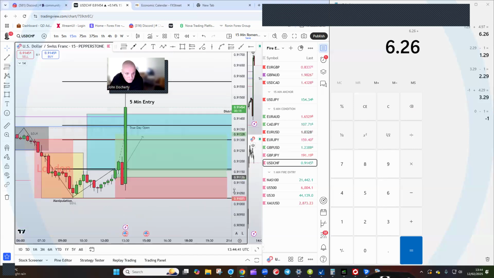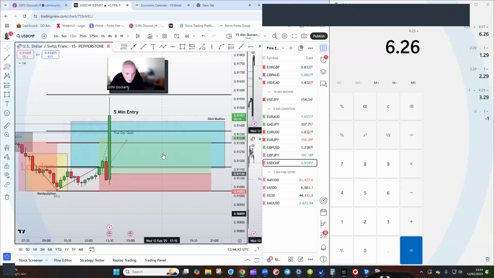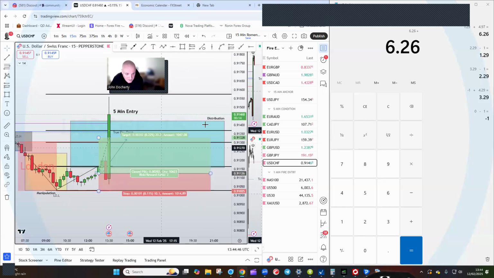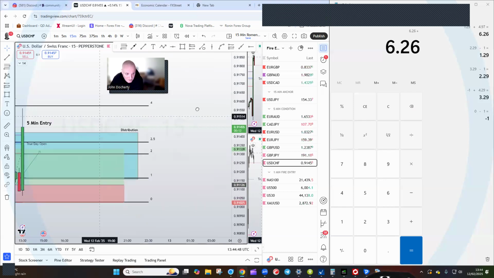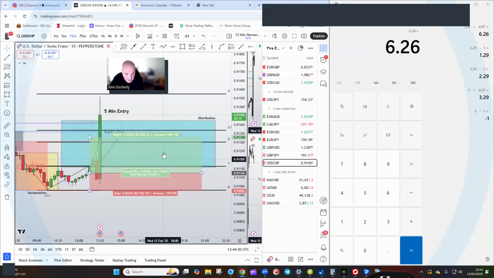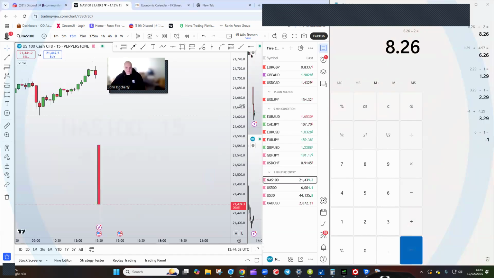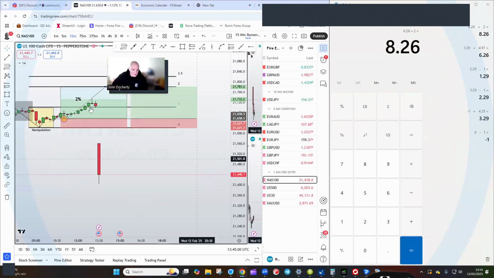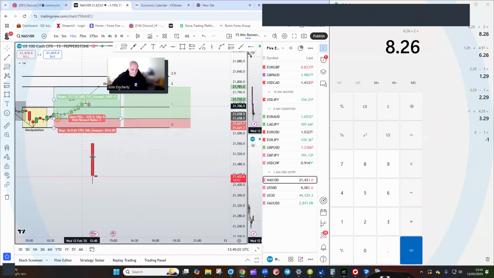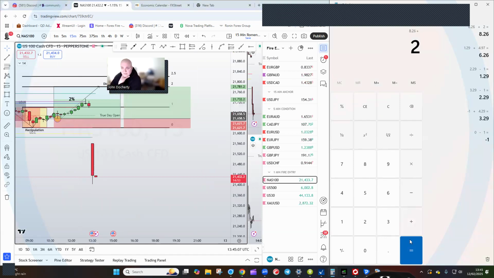The U-Chef has been beautiful. A 1 to 2. Okay. It's more or less went to the 4 deviation. It hasn't tapped it. So we'll class this as the 1 to 2. So plus 2%. Okay. We'll go to the NAS 100. Again, 2% winner, you can see before the drop. So plus 2%. Okay. We then come to US 500.